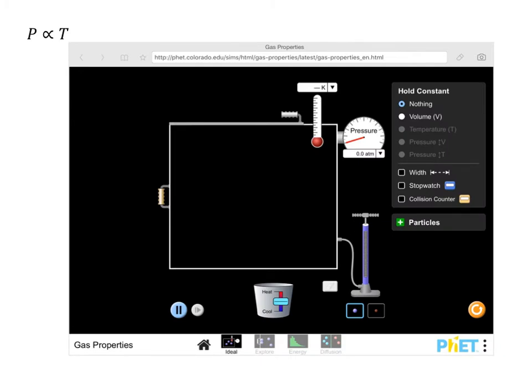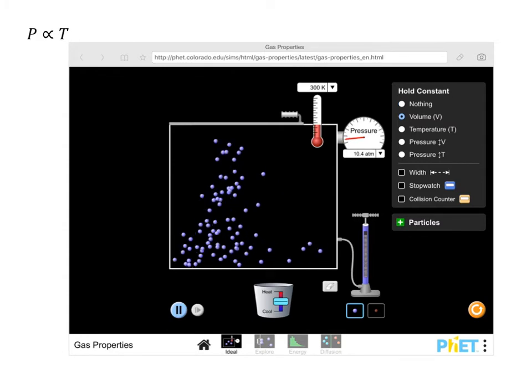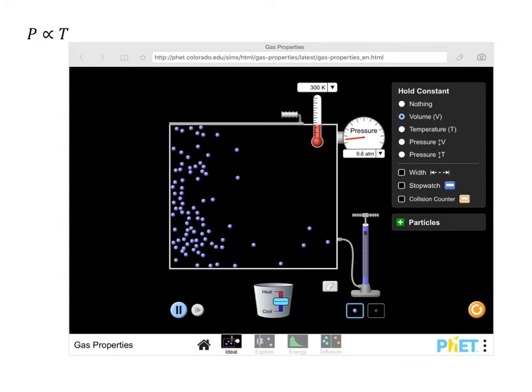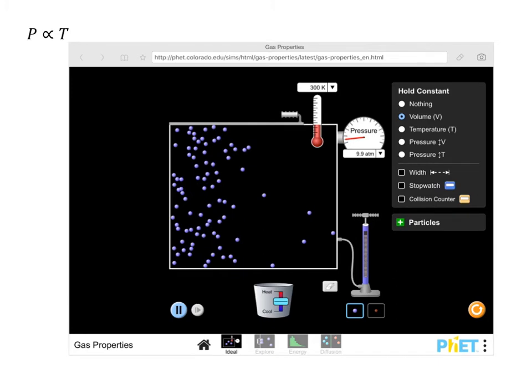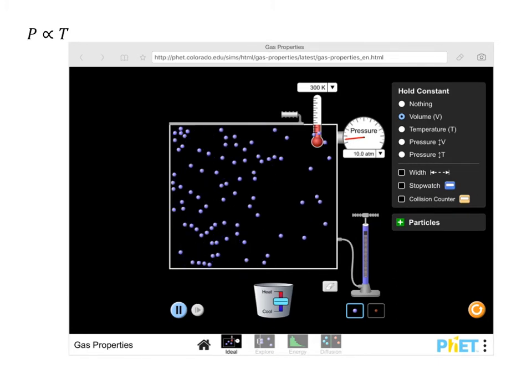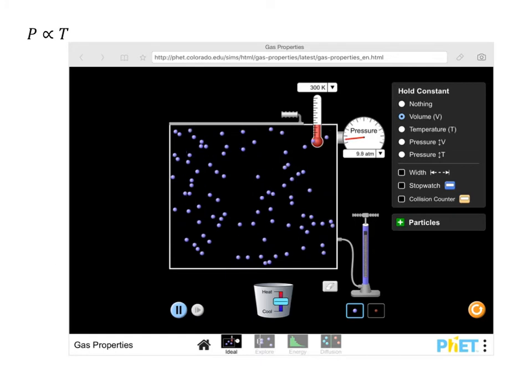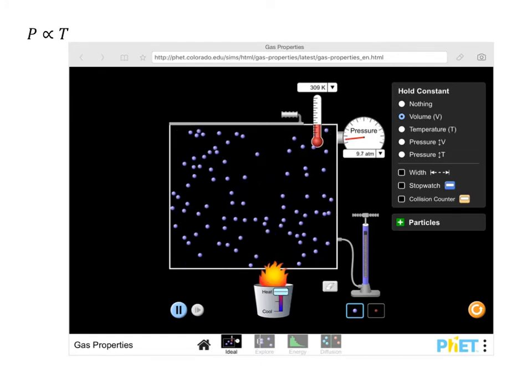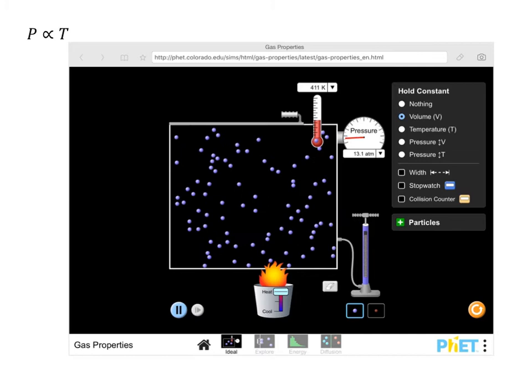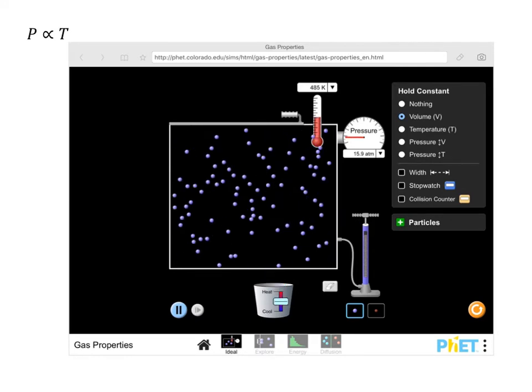And so let's inject some molecules into our sample. If we're looking at pressure and temperature, I need to keep the volume constant. And so now in this case, we're ready to heat things up. Right now the pressure is at about 10 atmospheres. When I heat it up, of course, the pressure is going up.